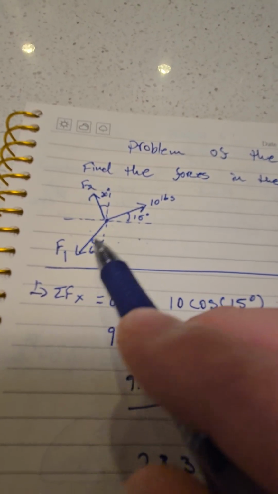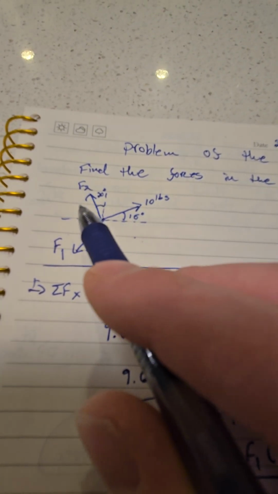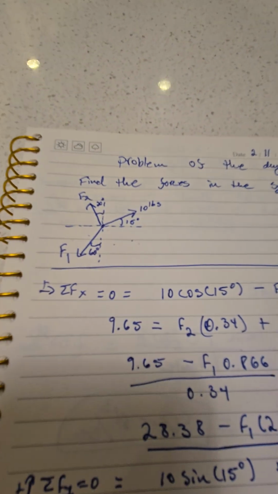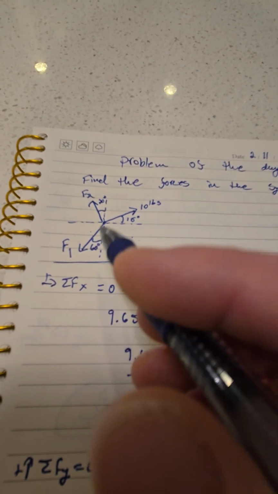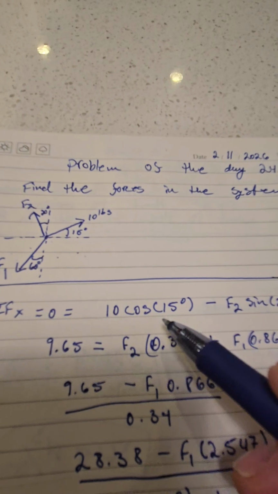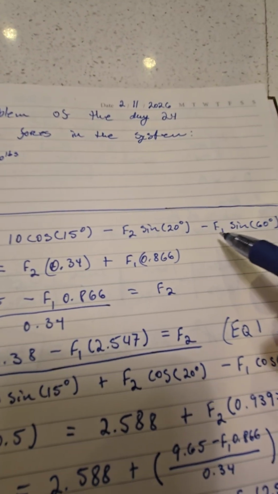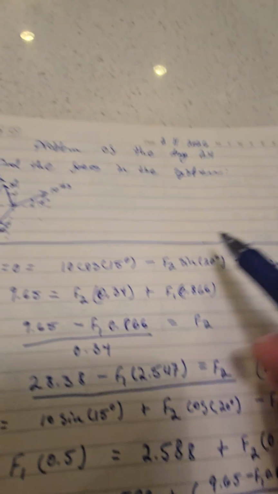So this quadrant will be in the negatives both ways. This is the positive both ways, and then negative, positive. So we'll sum the forces in the x. So we'll have to break each of these vectors down. So 10 cosine 15 minus F2 sine 20 minus F1 sine 60.